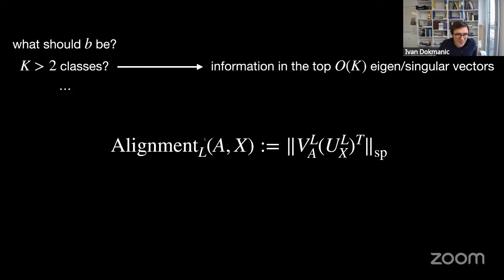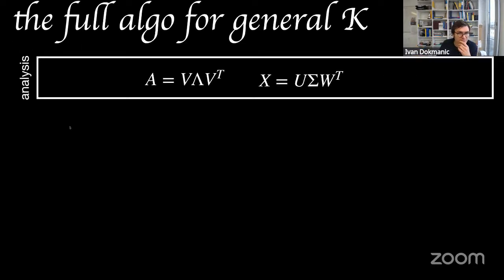Alignment is: we take the top L singular vectors of the graph and the top L left singular vectors of the features, and we compute an angle between the corresponding subspaces. This expression gives you the cosine of the largest principal angle between these two subspaces, explained by the graph and by the features, and it's a measure of alignment. That's why we call it alignment.